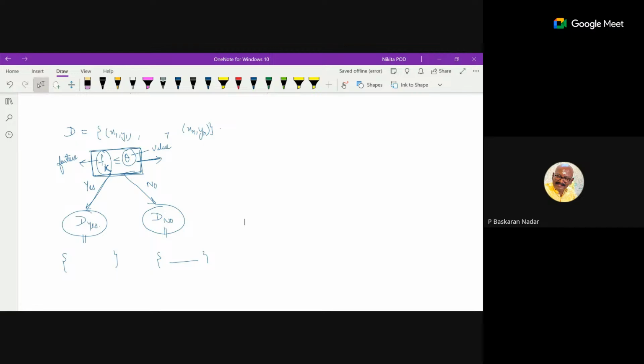Suppose the features are house prices, square feet, distance, whatever. You decide to ask: is the price less than 5 lakhs? Then it will go one side, otherwise the other side. That doesn't prevent you from subsequently asking whether the price is less than 3 lakhs. Nor does it prevent you from asking, from whatever collection you have taken, is the school less than 2 kilometers? That is how you build the whole thing.